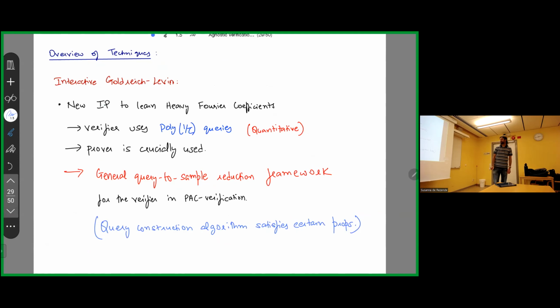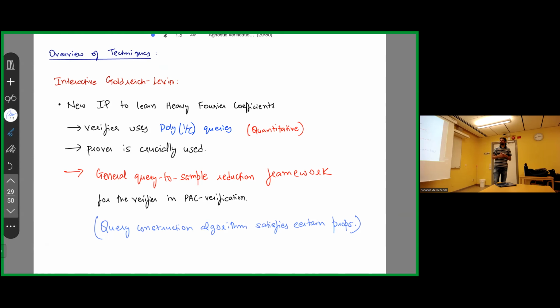And I'll mention a very quick overview of techniques for now. For the interactive Goldwasser-Levin theorem, we design a new interactive proof to learn Fourier coefficients, where firstly, the verifier uses poly 1 over tau many queries. And for this, the prover is crucially used to help the verifier figure out what the coefficients are.